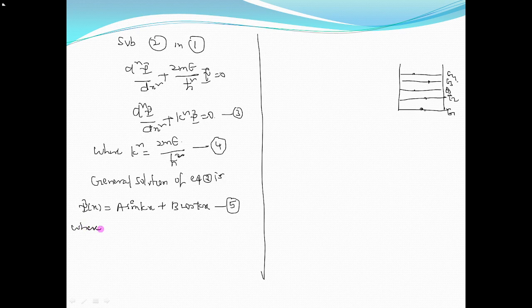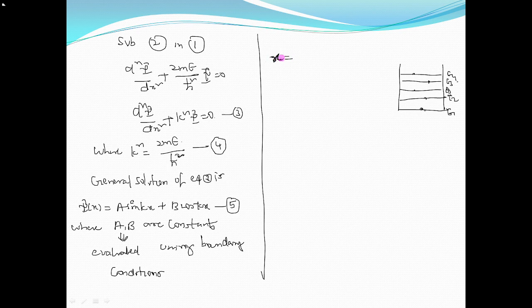Here A and B are constants. These constants can be evaluated using boundary conditions. Now, what are the boundary conditions we have? One boundary is x is equal to 0 and another boundary is x is equal to L.